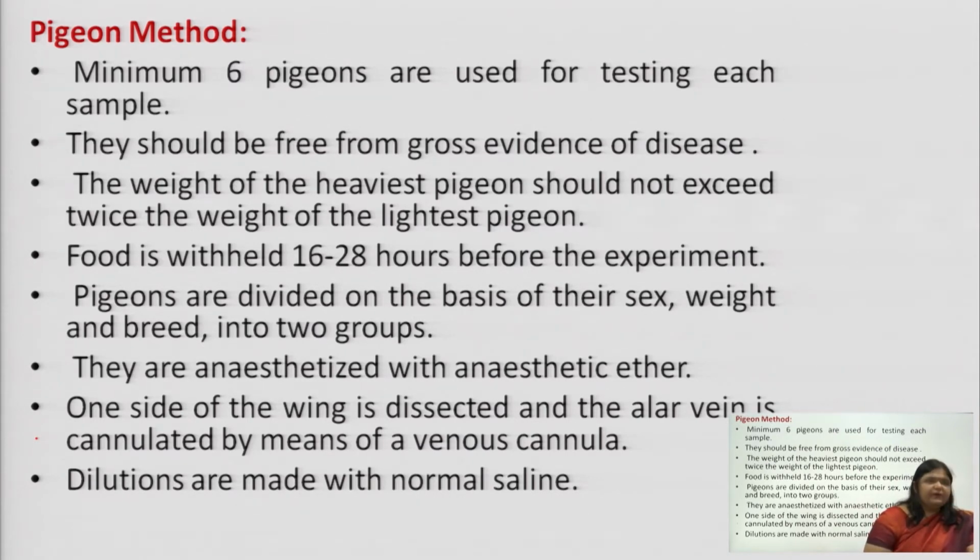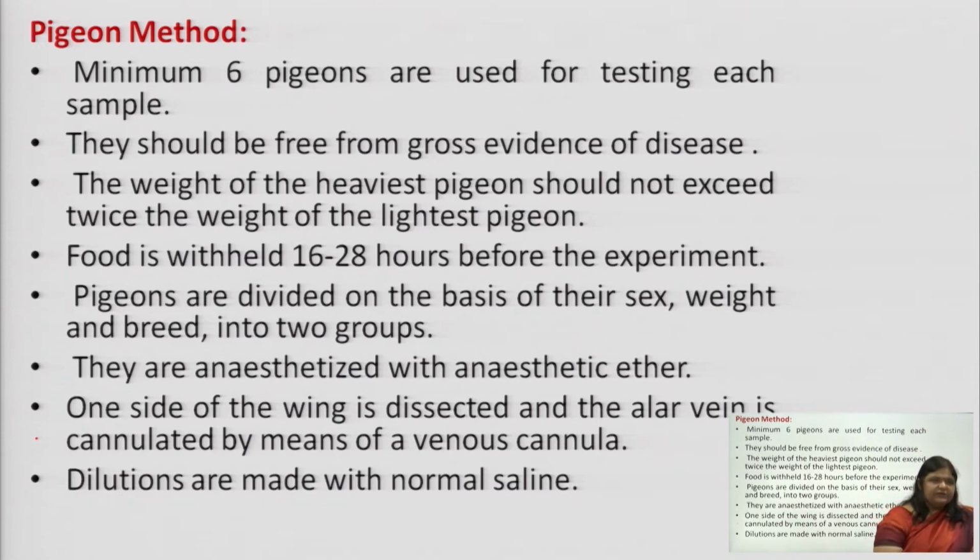Then the food is withheld 16 to 28 hours before the experiments. The pigeons are divided on the basis of their sex, weight and breed. We divide them into 2 groups. They are anesthetized with anesthetic ether. Then one side of the wing is dissected. There is an alar vein. It is cannulated by means of a venous cannula.